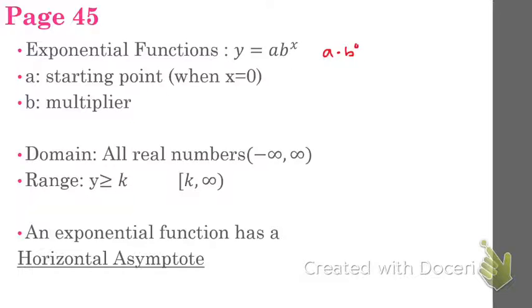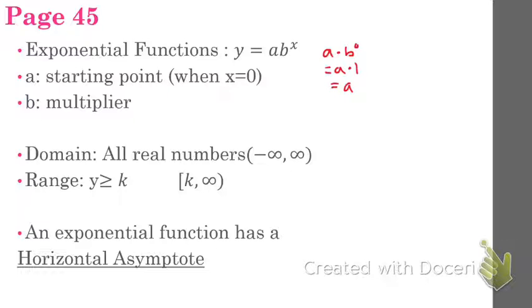What's something to the 0 power? What's it? Yeah. What's it? It is a number. What's the number? 1? Yeah. So anything to the 0 power is 1. So if we have a times b to the 0 power, that equals a times 1, which equals a. That's why a is our starting. That's why we look for x equals 0 to find what our starting point is, find what our a is. Okay? So a is our starting point.